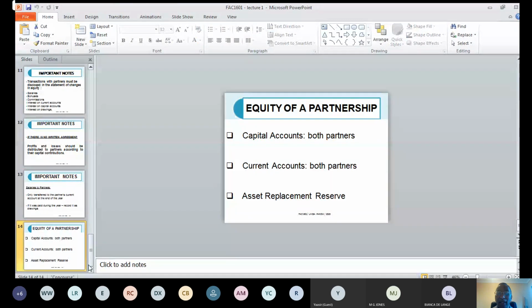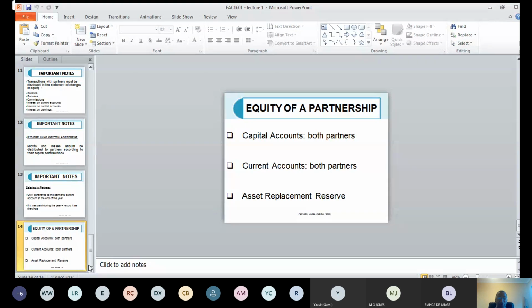So now let us take a look at the equity of a partnership. In a sole trader, when we spoke about the equity, it was just capital. But now when we speak about the equity of a partnership, it will consist of both partners' capital accounts, or if there are three, then the three capital accounts, the current account of both partners, and an account that we call the asset replacement reserve.